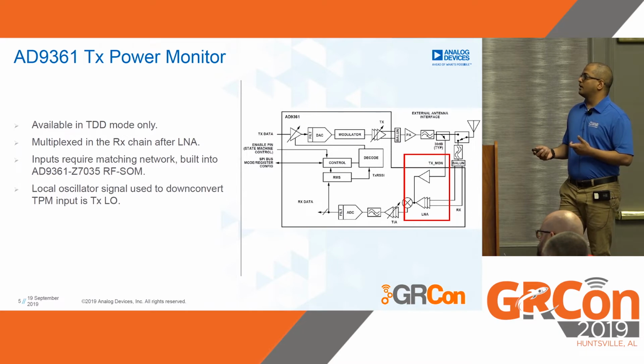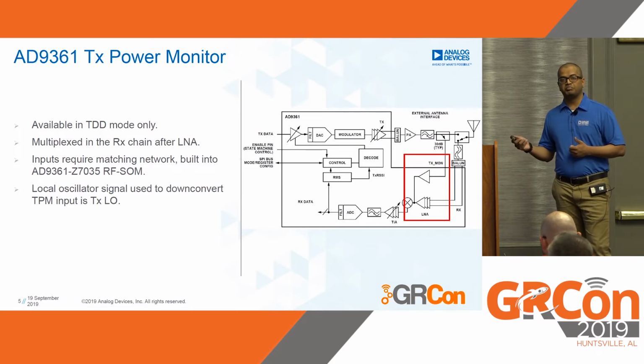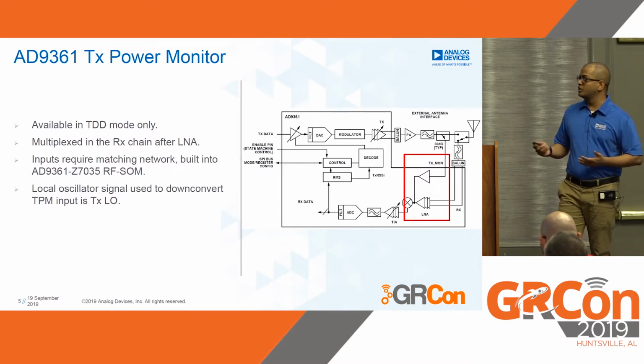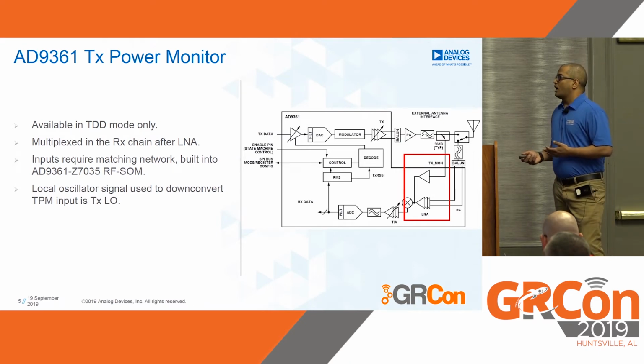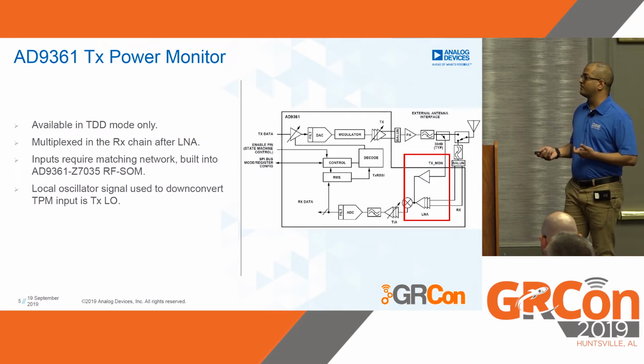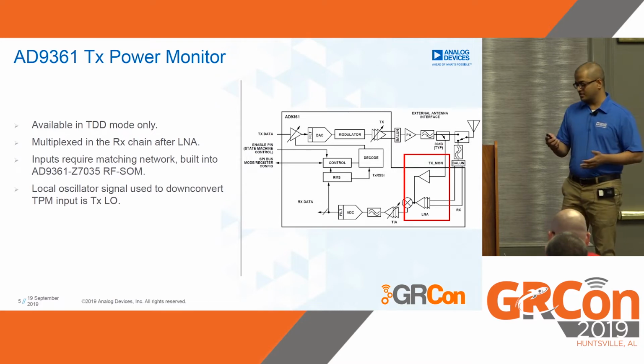The other point is TX power monitor is multiplexed into the receive chain after the LNA, so the LNA is bypassed because obviously the transmit waveform, its signal level is going to be pretty high more often than not. So we would like to protect the receive chain. And importantly, the local oscillator signal that is used in the transmit chain is the same local oscillator signal that is fed to the receive chain also, because we would like to limit the problem to only loopback timing delay and not worry about the phase offsets.